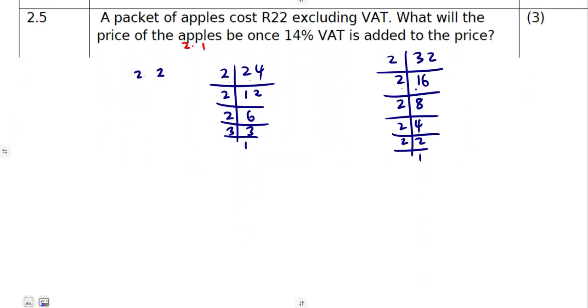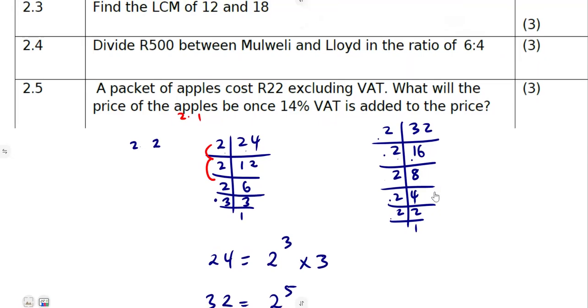All right. So these are the numbers that we have, guys. 24 is equal to what? That's 2 times 2 times 2, 3 times. So that's 2 to the exponent of 3 times 3. All right. 32 is 2 times 2 times 2, 5 times. So that's 2 to the exponent of what? Of 5. So this is it.